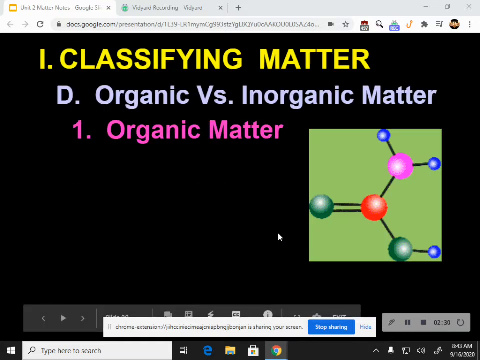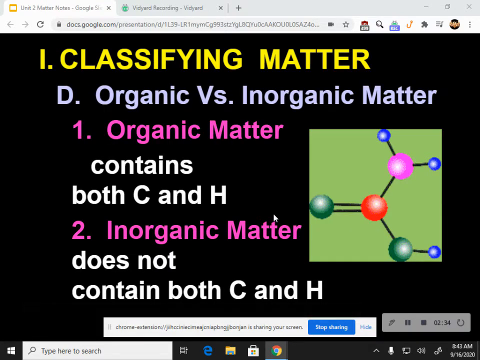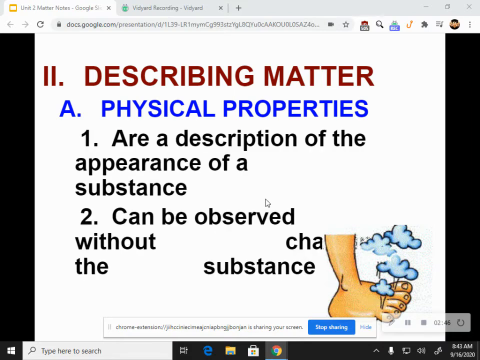So we talked about inorganic and organic. Remember, if it is organic, it contains a carbon and a hydrogen atom. If it is inorganic, it will not contain both of them. It can contain one, but it won't contain both. So physical properties. Physical properties can be observed. They are description and appearance. So we talked about quantitative and qualitative.